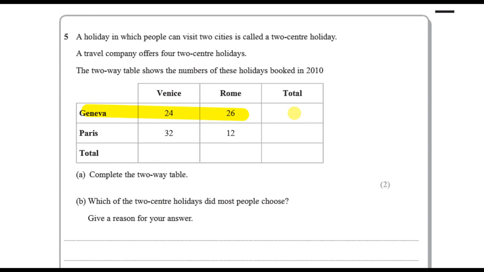So let's add it, 24 and 26. You might not even need a calculator for that one. 50, and let's add it, Venice and Rome from Paris, which is going to be 44. And the total coming down, like we talked about, is going to be 56. Coming down from Rome is going to be 38. And these two totals should be the same.